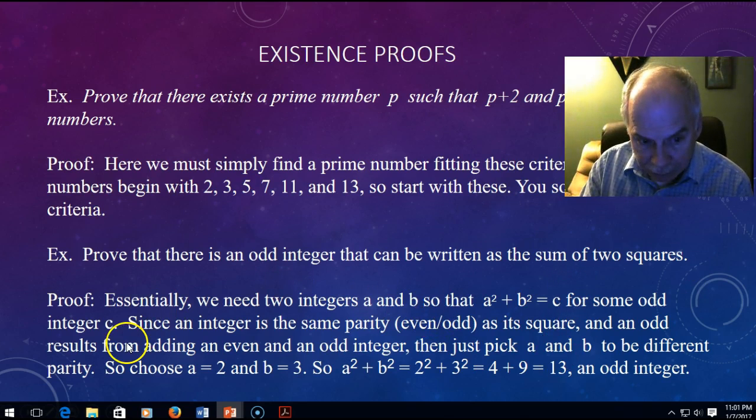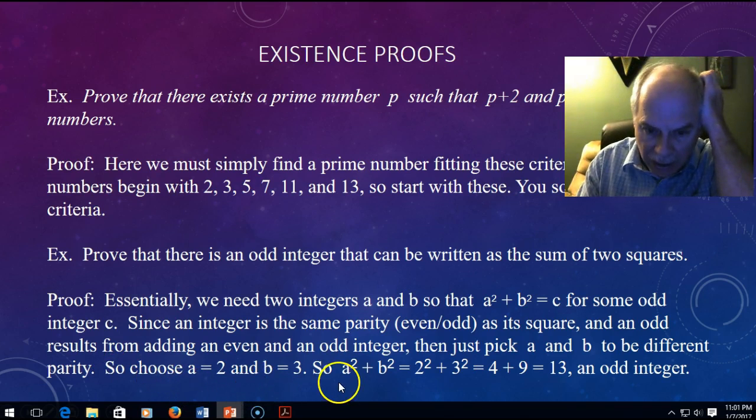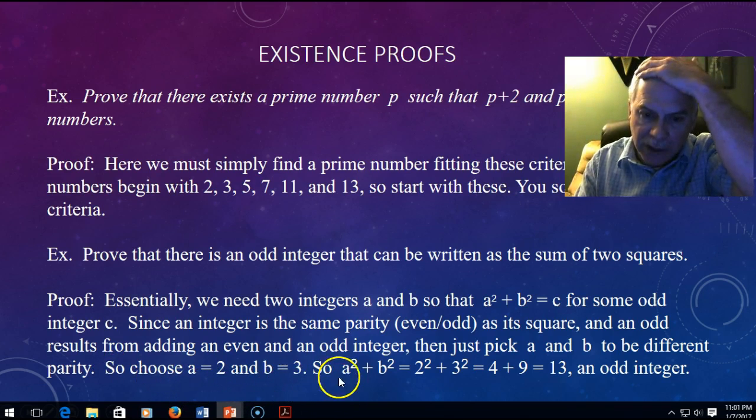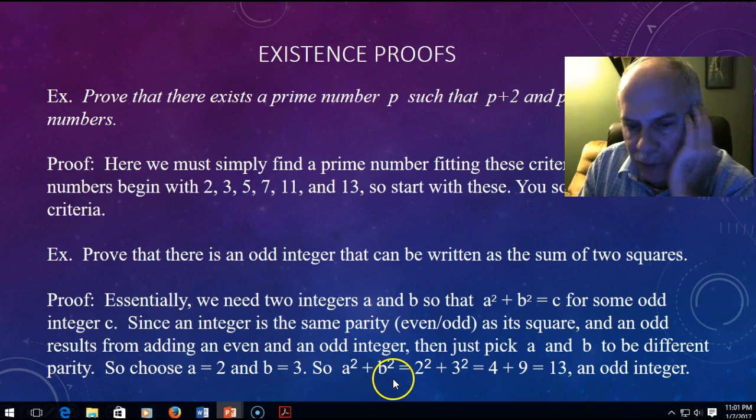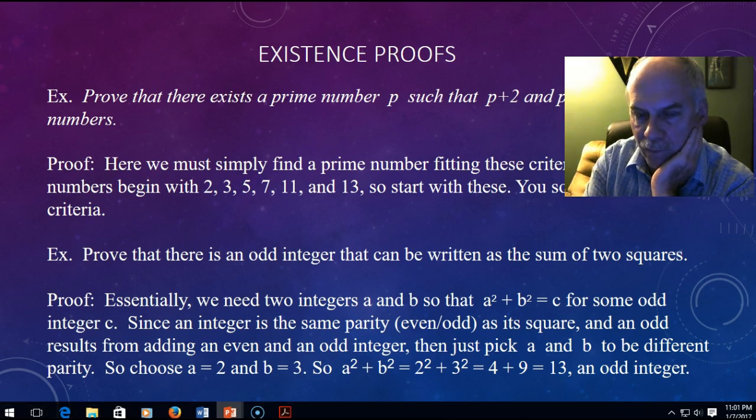So let's see. Just pick a and b to be different parity. So one even, one odd. So I picked 2 and 3. So a squared plus b squared would be 2 squared plus 3 squared, which is 4 plus 9, or 13, which is an odd integer. So there exists an odd integer that can be written as the sum of two squares. All right.